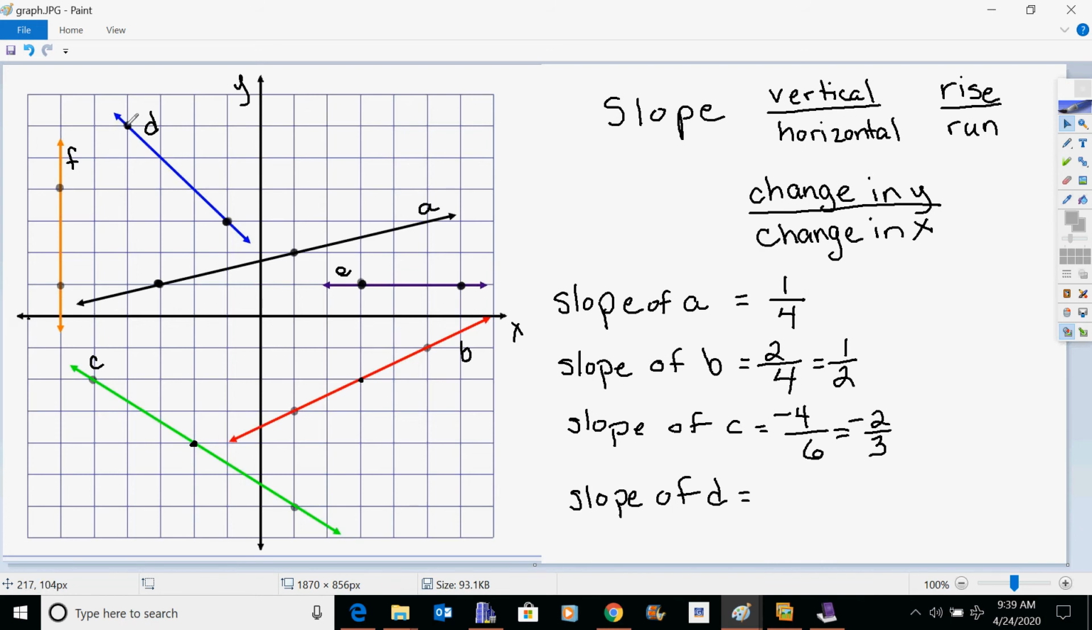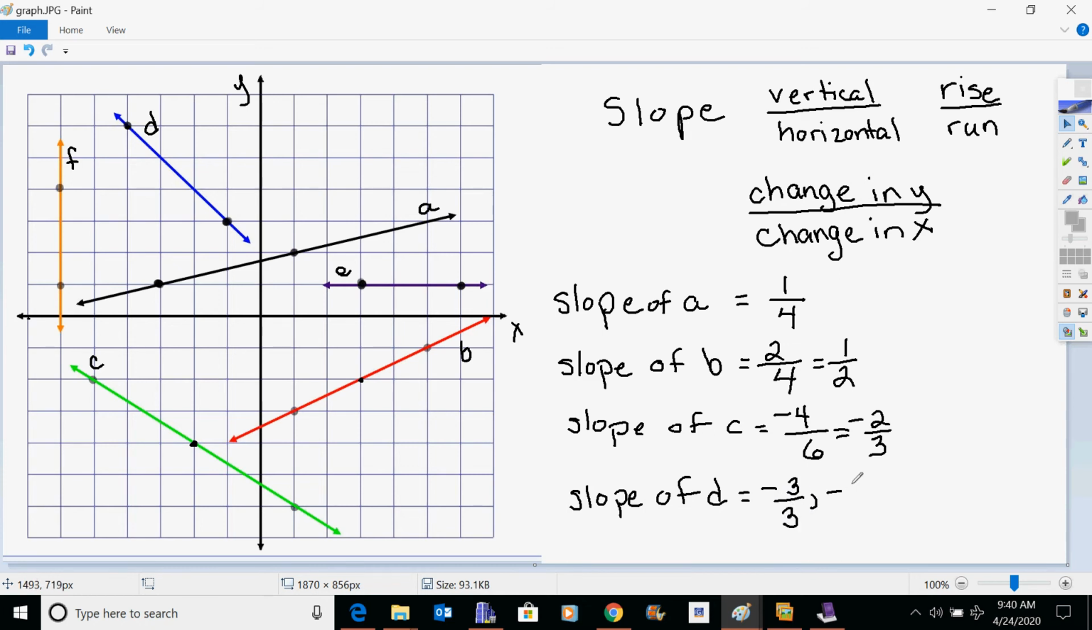Slope of D, let's look from this point down to this point. And if for some reason points are not put on there, you can put your own points in as long as they're right in the corners so you can count easily. So I'm going to go down 1, 2, 3 and right 1, 2, 3 in order to find my next point. Down 3, right 3.